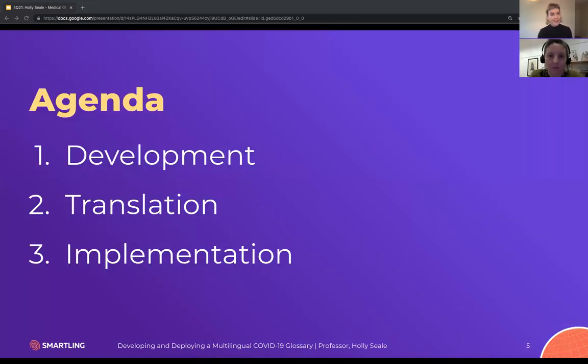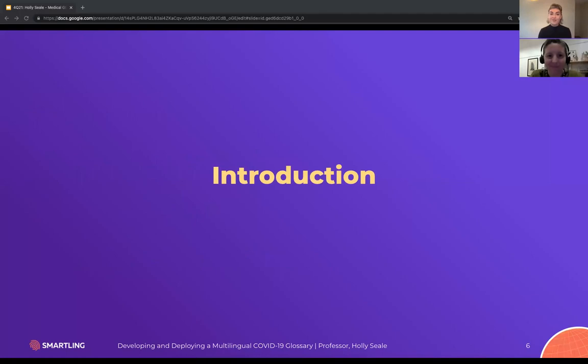Now, the agenda for today is discussing the development, translation, and implementation of a multilingual COVID-19 glossary, which was led by Holly. Now, Holly, before we dive in, let's go back to the very beginning of this project, or even before it all started. Can you share with us the aha moment in realizing that a glossary was needed? I suppose, what was the starting point, and really, why was this developed?